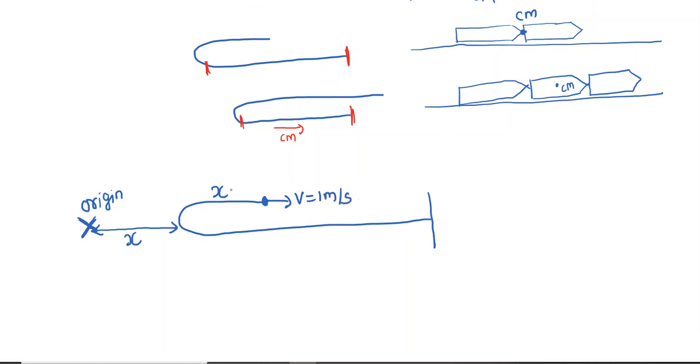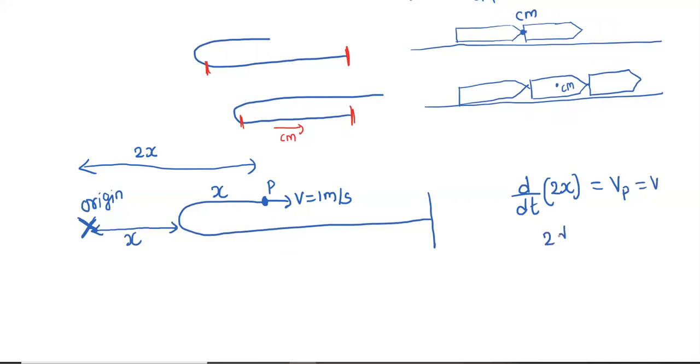Now what I will do? From here, the distance of the point is 2x. So I can write d by dt of 2x. The 2x is the velocity of that end point. Let's call this P. This is the velocity of point P, which is v only, right? So 2 times dx by dt will be v.